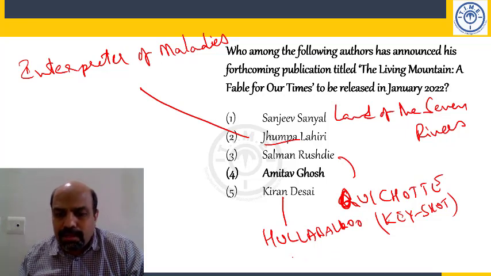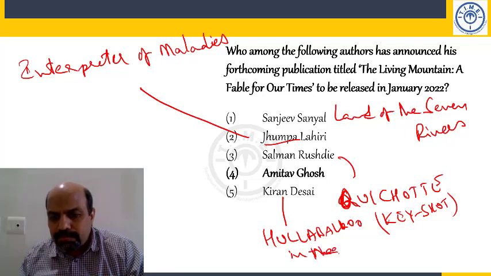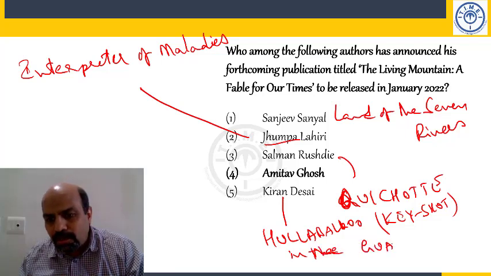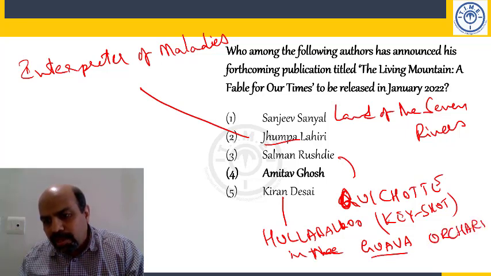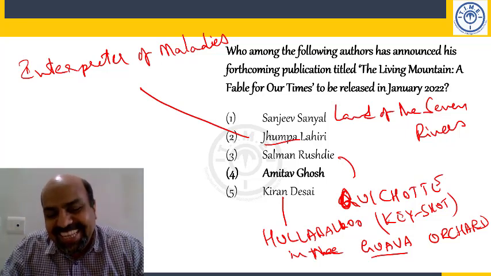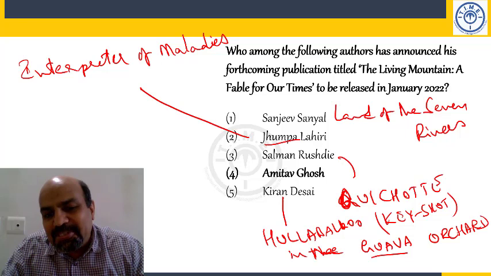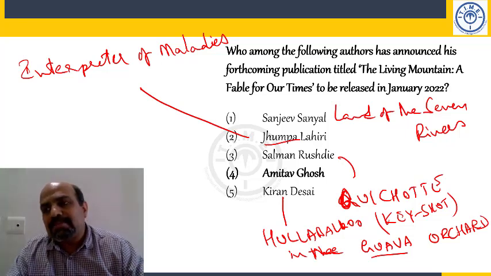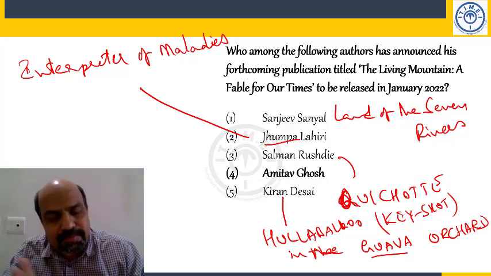Hullabaloo in the Guava Orchard. Guava means Amrud. You pronounce this as Guava. Amrud ke baag mein. Dhamal. Her mother was, of course, the great Anita Desai, who was shortlisted at the Booker 3 times but never could make it to the final prize.